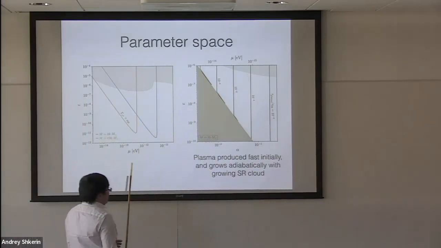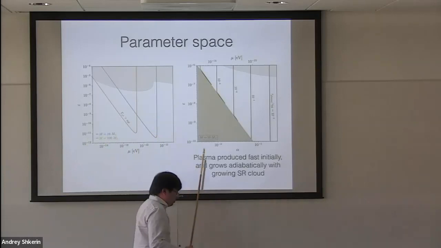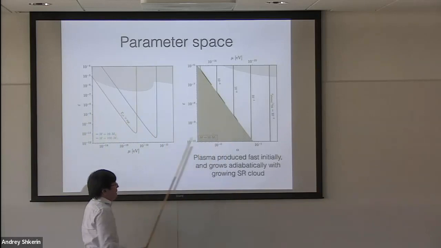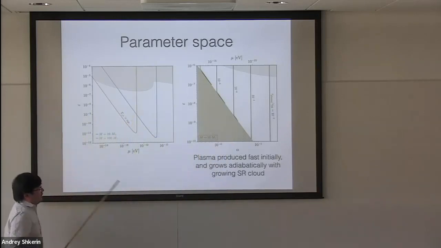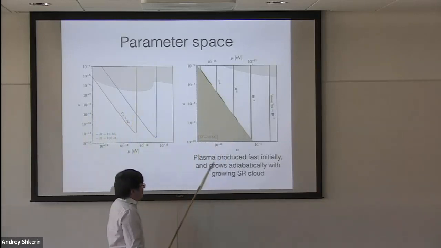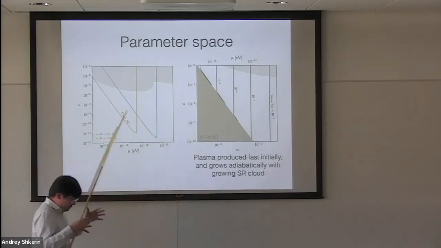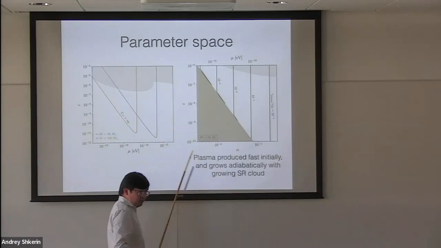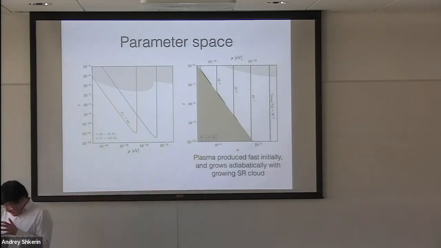What it means is that as long as the superradiance cloud is growing to some threshold where pair production events can happen, this plasma production grows very fast and leads the system to some sort of equilibrium, and then the superradiance cloud will continue to grow while the charged particle density will grow adiabatically with this growing superradiance cloud.